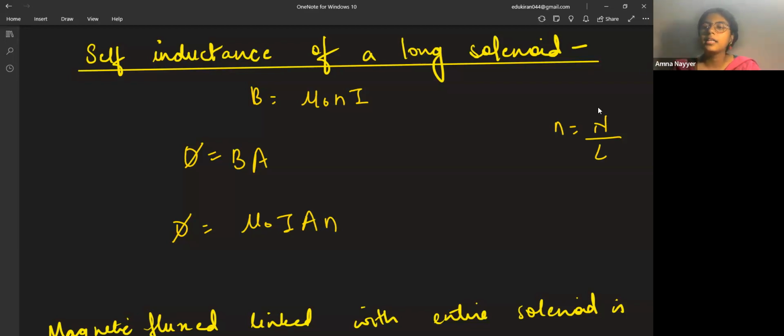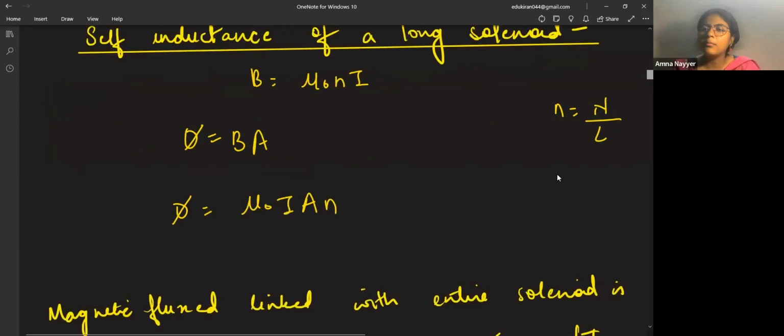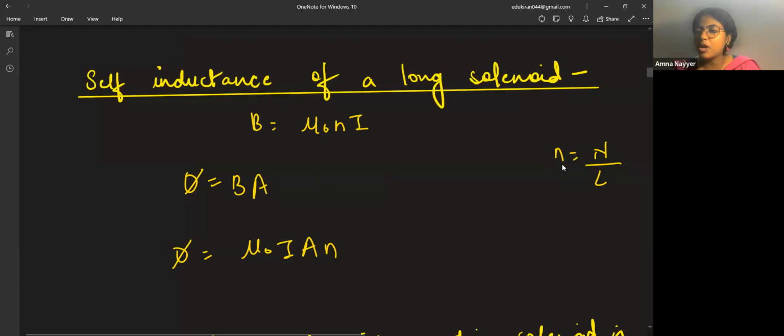All right. Now see, magnetic flux linked with the entire solenoid. This means flux linked with each turn multiplied by the number of turns. What are the number of turns? This is the number of turns per unit length, this is length, this is the number of turns. So the number of turns is equal to n into l. Yes, this is the number of turns.